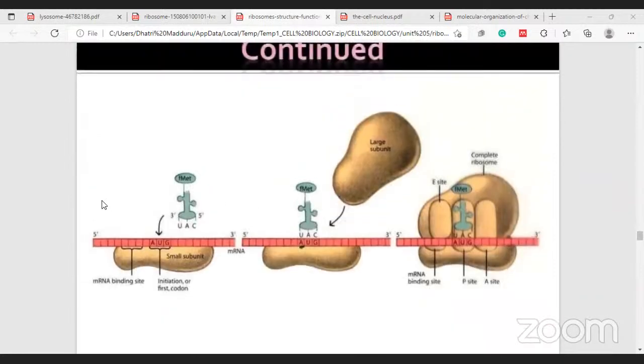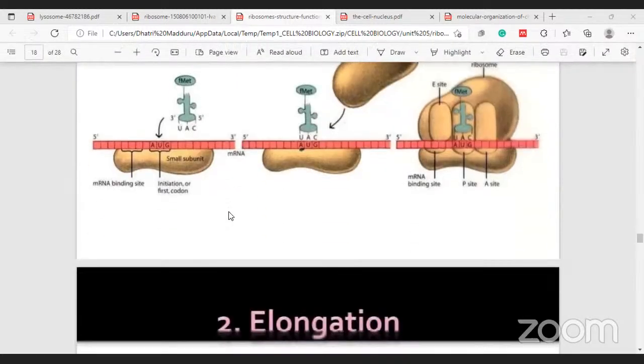So you can see this is the initiation codon AUG, and this initiator tRNA will come and attach to this. Once it attaches here, this will send the signal of initiation, and the larger subunit will come and bind to the smaller subunit. And now the complex is formed and it starts extending, elongation.